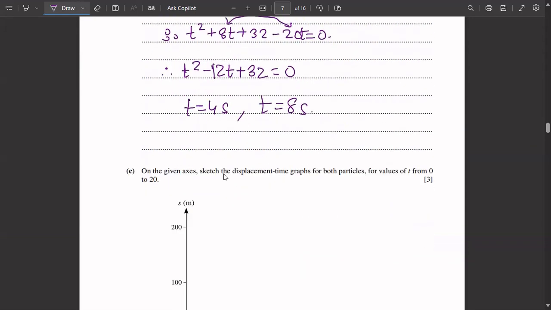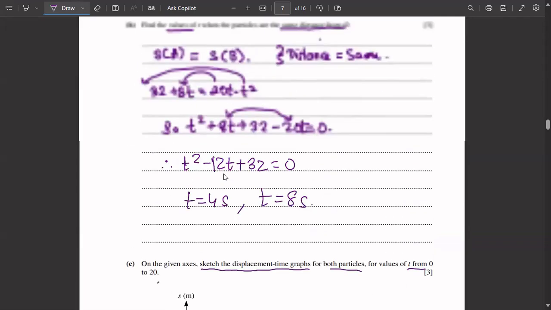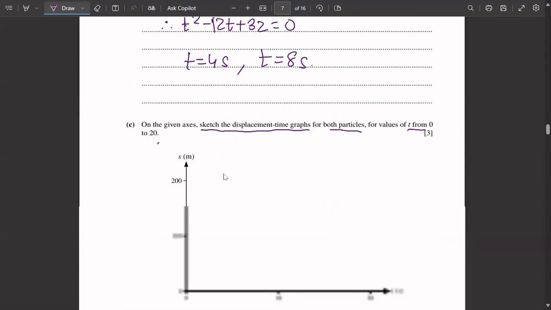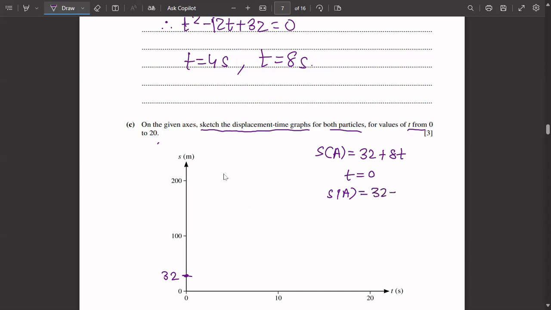On the given axis, sketch the displacement time graph for both particles from t equals 0 to t equals 20. Okay. So this is very easy for A, because A is 32 plus 8t. So when time is 0, A will be 32. Why? Because when t equals 0, displacement of A will be equal to 32 plus 8 into 0, which is 32. Because 32 is the y-intercept.